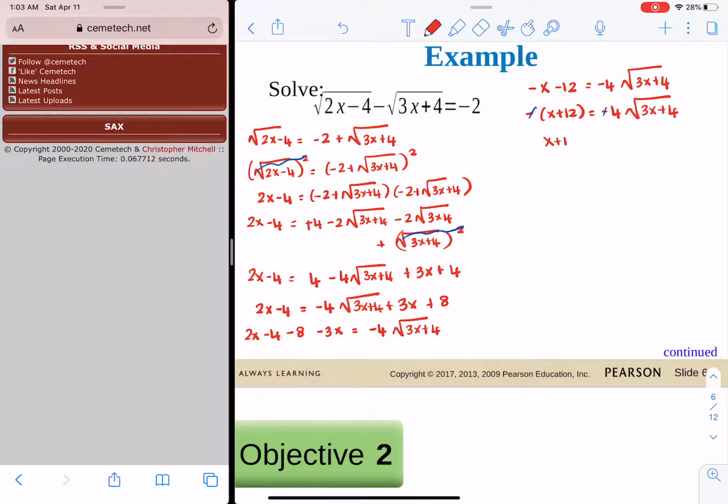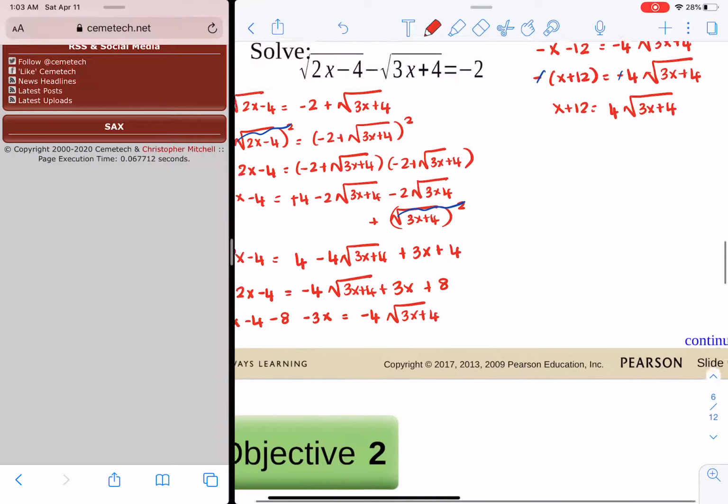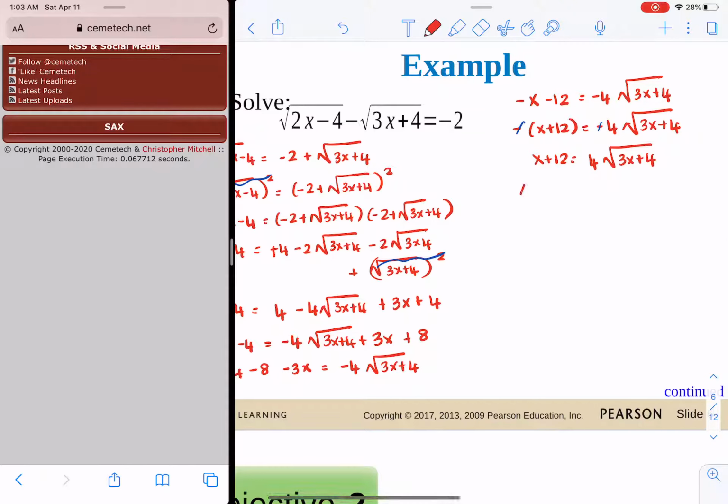So x plus 12 would equal 4 times the square root of 3x plus 4. If we square both sides again, because we still have a radical, x plus 12 squared would equal 4 square root of 3x plus 4, squared. FOIL on the left-hand side: x squared plus 24x plus 144 would equal 16.